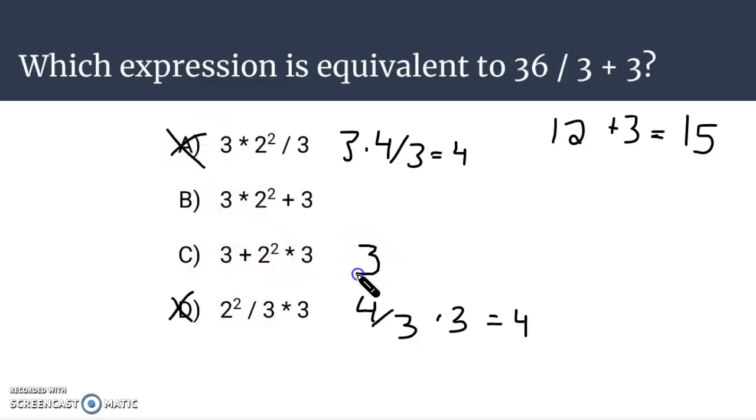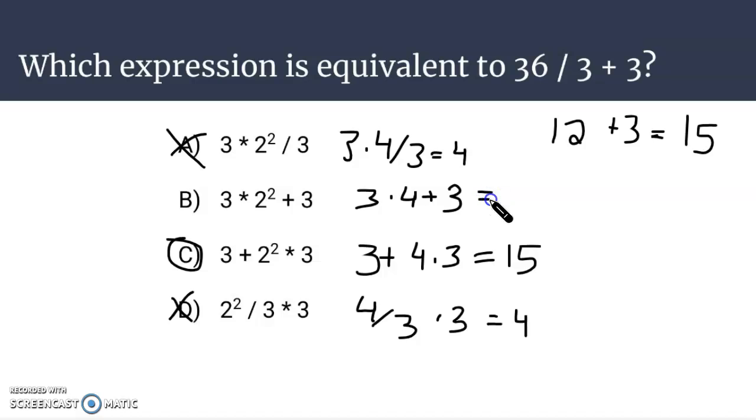Let's try C. 3 plus 4 times 3. 4 times 3, 12. 12 plus 3 is 15. So that works. Make sure this is going to work right. Yeah. So C tends to be our answer. Let's check B just to be safe. 3 times 4, the 2 squared again, and this times plus 3. Looks like we have 2 answers on this one, because both B and C end up being 15.